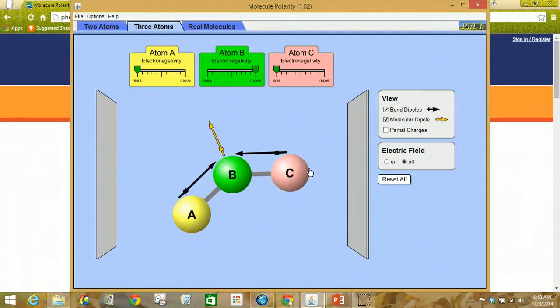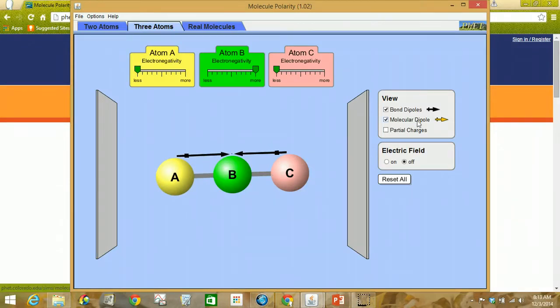So watch what happens when I put these into a straight line. Notice that once they're in a straight line, that yellow arrow went away. Although these bonds are still polar, so the B to C bond is still polar, in this case the electrons are being pulled towards B in both cases. But notice that overall, these two arrows are canceling each other out. If you had physics, this is the idea of vectors: if they're pointing with equal magnitude in opposite directions, they're canceling each other out. So overall, this molecule is nonpolar, and as a result of the symmetry of the molecule, it's nonpolar.